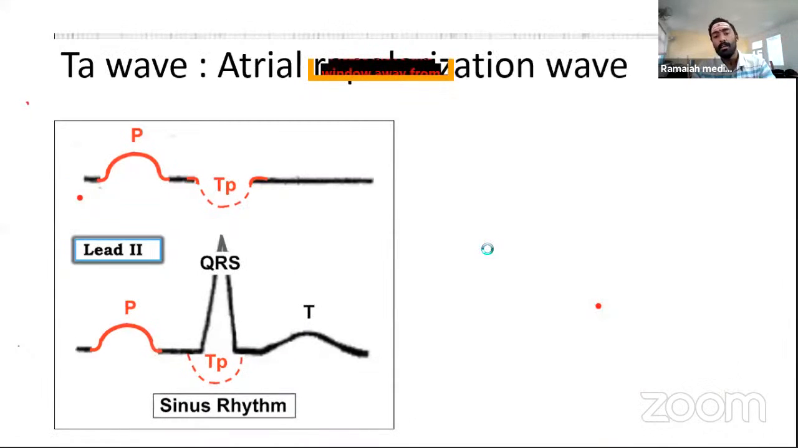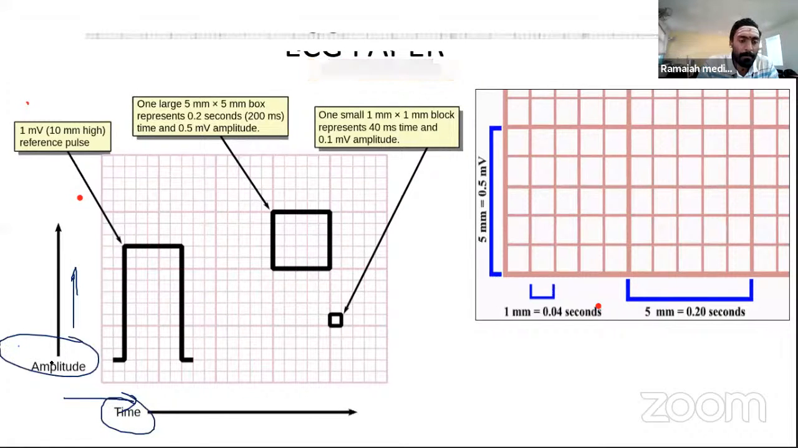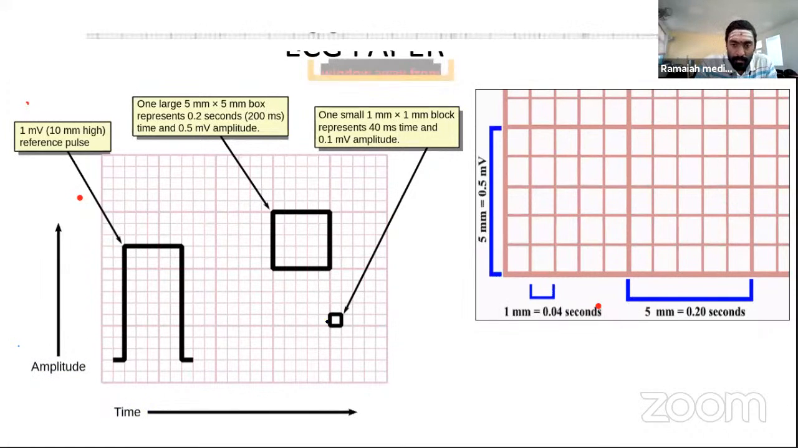in the heart. We will see about the ECG paper now, because no matter what waves we see, it is finally interpreted on the paper. So understanding the paper is of the utmost importance, because the paper has two axes. One is the x-axis, which represents time, and the y-axis, which represents the amplitude. The normal paper has large boxes and small boxes. This is called a large box, and this is called a small box.